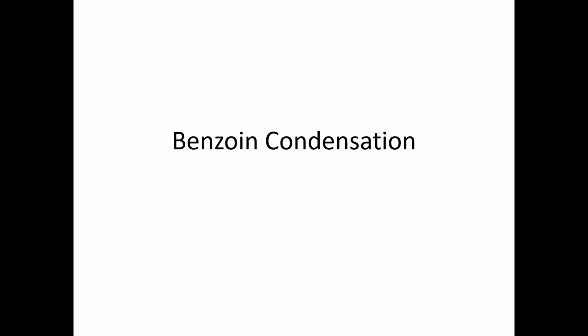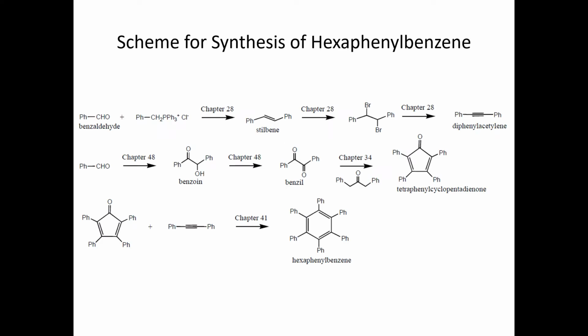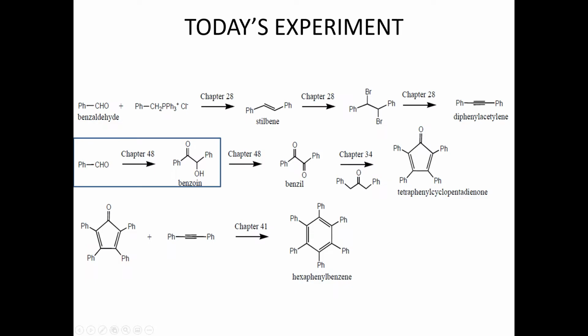Hey everyone. So this is the 7th lab for our semester-long project, and it's going to be the condensation of benzoin from benzaldehyde. So up until now, we have performed a couple experiments. We've converted our benzaldehyde to stilbene, then to stilbene dibromide, and then to diphenylacetylene. So now, instead of going to diphenylacetylene, we're going to go a different route with our benzaldehyde. We're going to take our benzaldehyde and condense it to form benzoin. So all of this can be found in chapter 48 of your lab manuals.